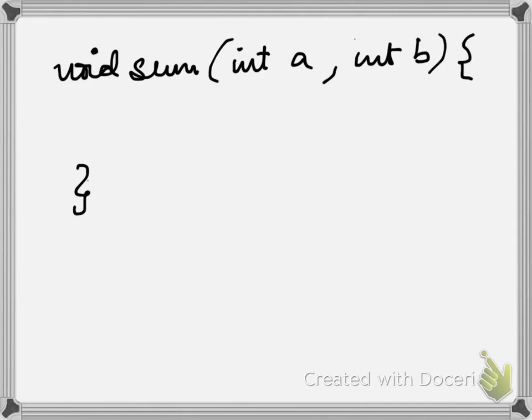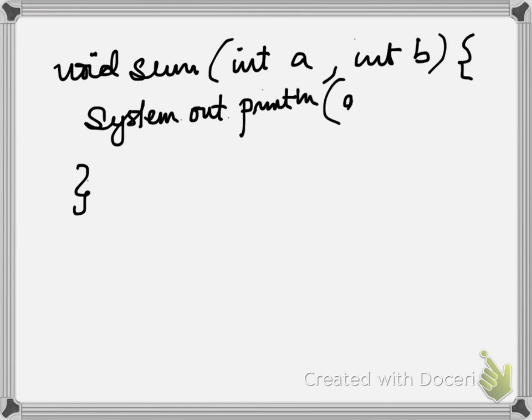I will not declare a variable here. I will simply write System.out.println(a + b). So what will this do? This is the output statement. It will print whatever value we give out here, a plus b.